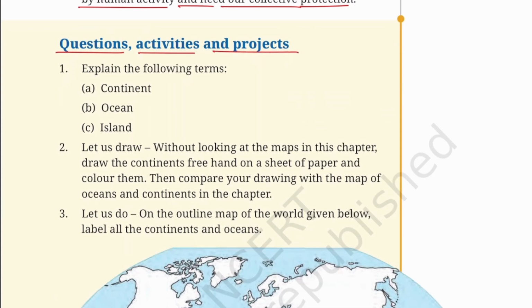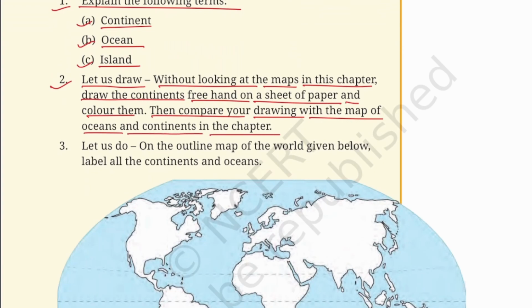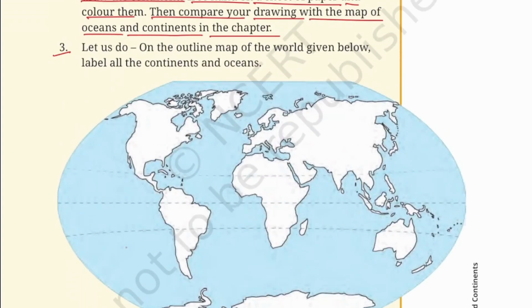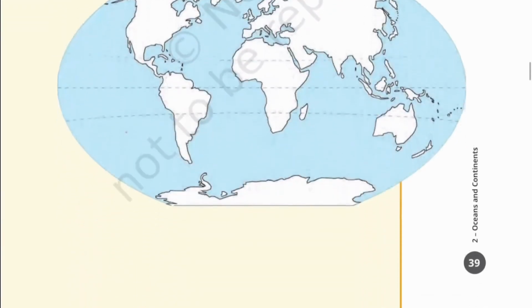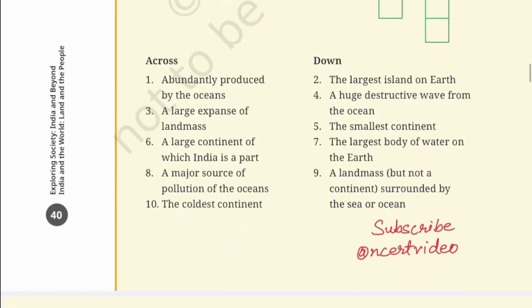Questions, activities, and projects. 1. Explain the following terms. A. Continent. B. Ocean. C. Island. 2. Let us draw. Without looking at the maps in this chapter, draw the continents freehand on a sheet of paper and color them. Then compare your drawing with the map of oceans and continents in the chapter. 3. Let us do. On the outline map of the world given below, label all the continents and oceans. 4th, solve this crossword. Directions are given here.